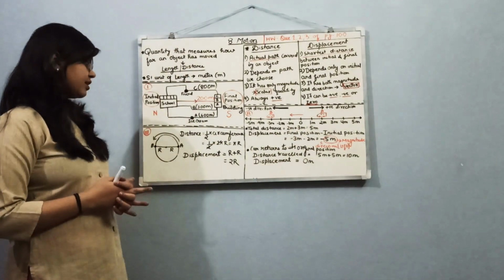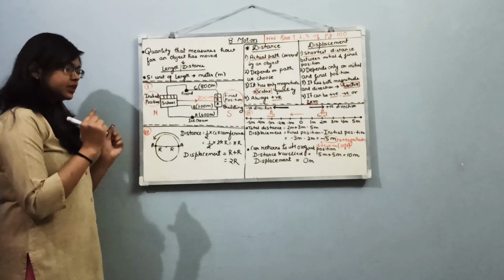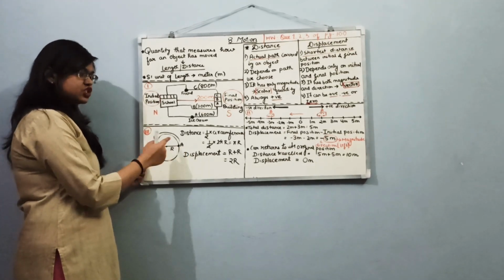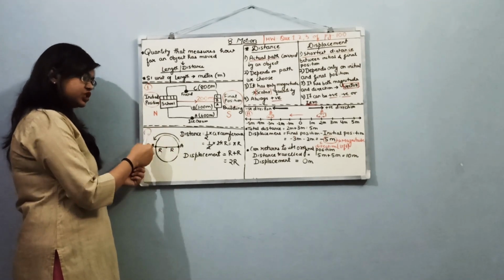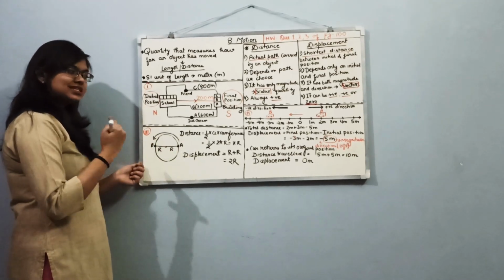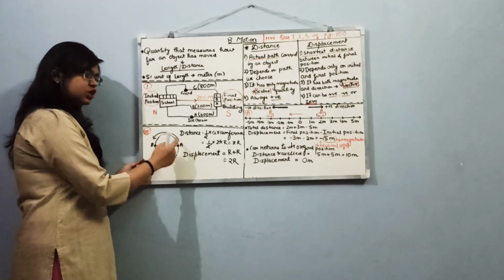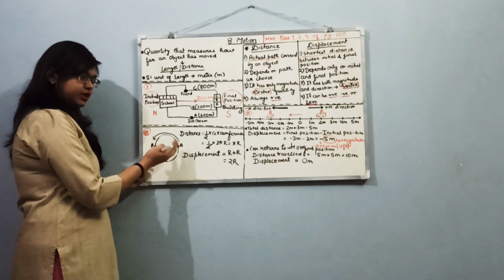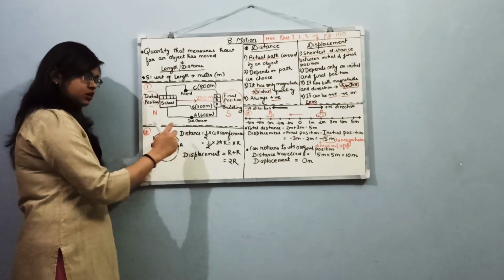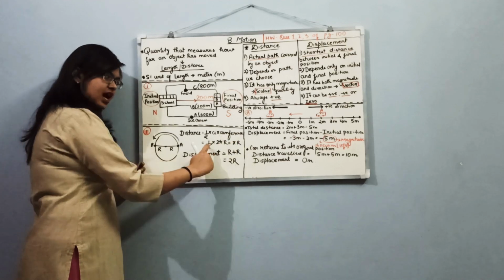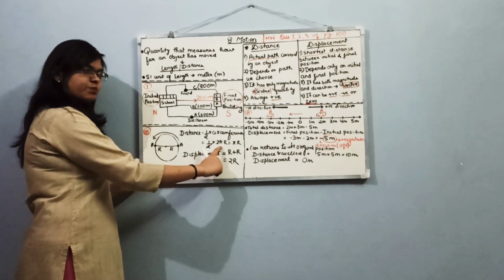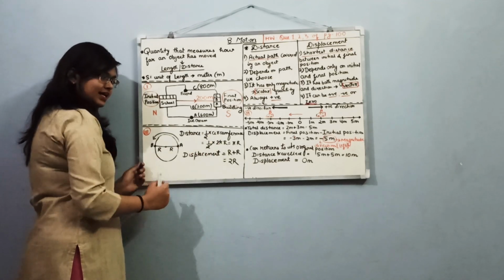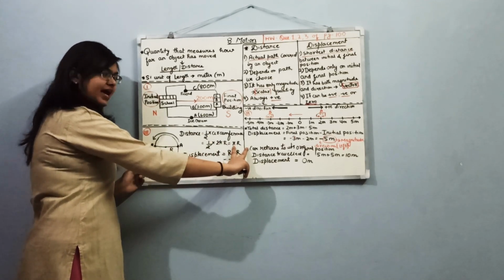Let's take another example. Here we have a circle. There are two positions, position A and position B. An object is traveling from position A to position B. So what is the distance traveled by the object from position A to position B, which will be the actual path covered? We can clearly see it is half of the circle. So half into circumference. The circumference of the circle is 2 pi r, where r is the radius of the circle. 2 and 2 cancel, so you will get the distance traveled as pi r.